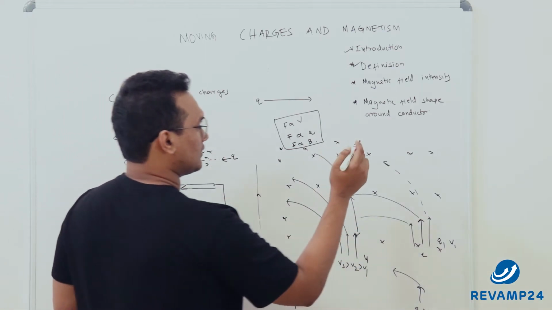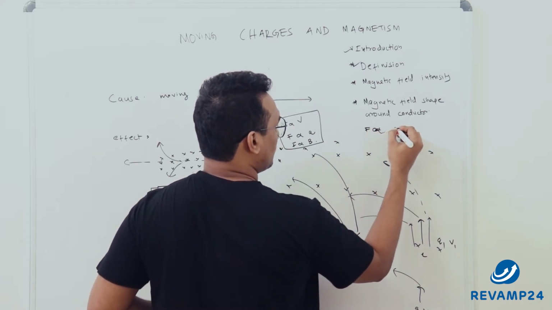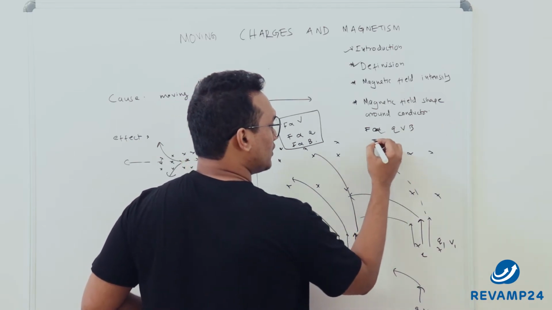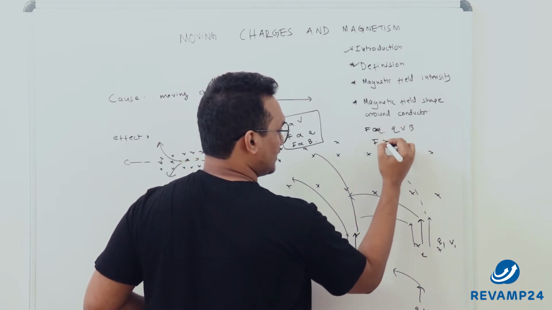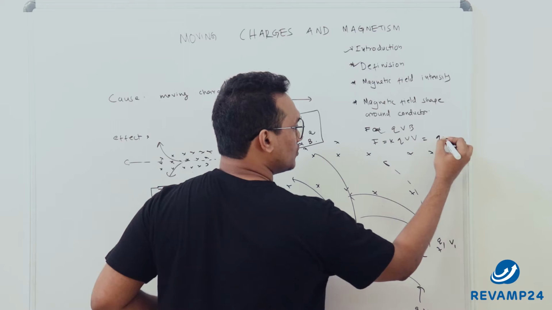So we will bring everything into one equation. F is directly proportional to Q into V into B. So experimentally we have proven that the force is proportional, and this proportionality can be converted into a constant: F equals K Q V B, and the constant is 1. So F equals Q V B.